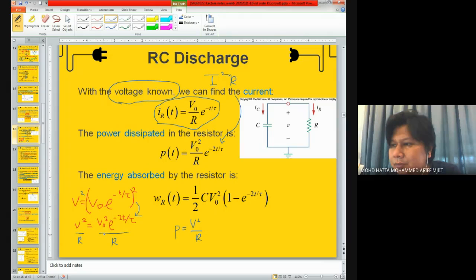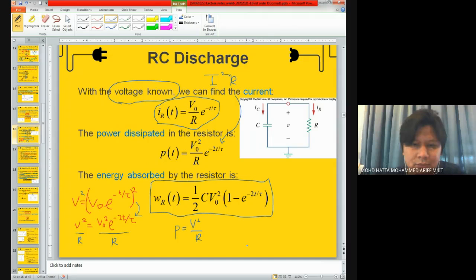in the resistor. For the energy absorbed, you try to use this one here, which is 1 over 2 C V naught squared times 1 minus e to the power of negative 2t over tau. If you want to know the details on how this equation turns up, you can always go to your textbook, but I can briefly say that this is based on the integration of our power dissipated with respect to time.